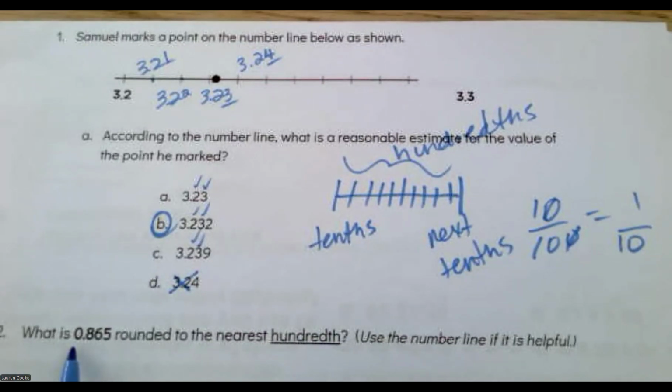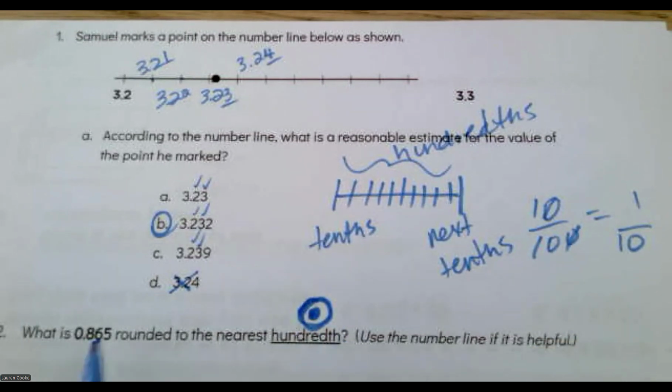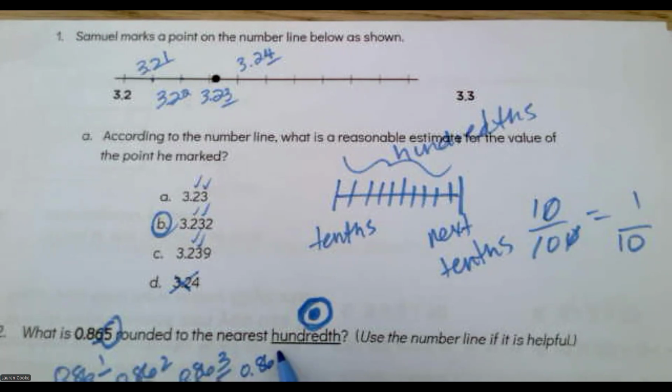Let's see, what is 865 thousandths rounded to the nearest hundredth? So I'm going to underline hundredths because that's my target place value. And then in my target place value, I'm going to look to the right to the thousandths place. It looks like I have 86 hundredths and 1 thousandth, 86 hundredths and 2 thousandths, 3 thousandths, 4 thousandths, 86 hundredths and 5. And this would be 865 thousandths.